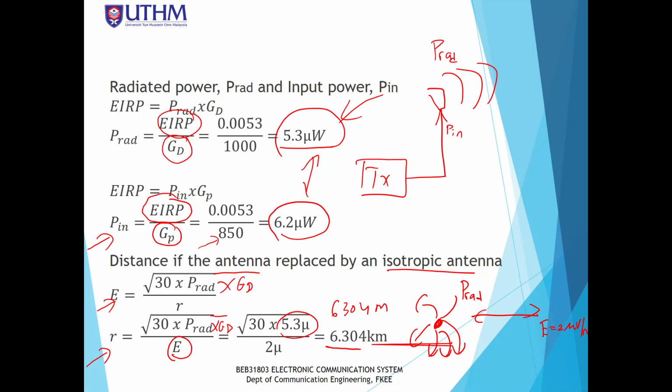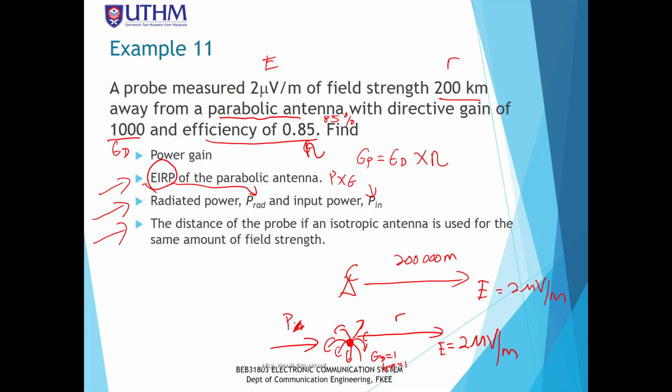So you see that, okay, kita lihat di sini kelas, dengan menggunakan isotropic radiator, only at the distance 6.304 km, we achieve the same amount of electric field, 2 microvolt per meter. Whereas if we use a real antenna, we can achieve that electric field, 2 microvolt per meter, at distance 200 km. Lebih jauh. Yeah. So which one is better? Of course, the real antenna is better because we achieve the strong E field at distance 200 km.